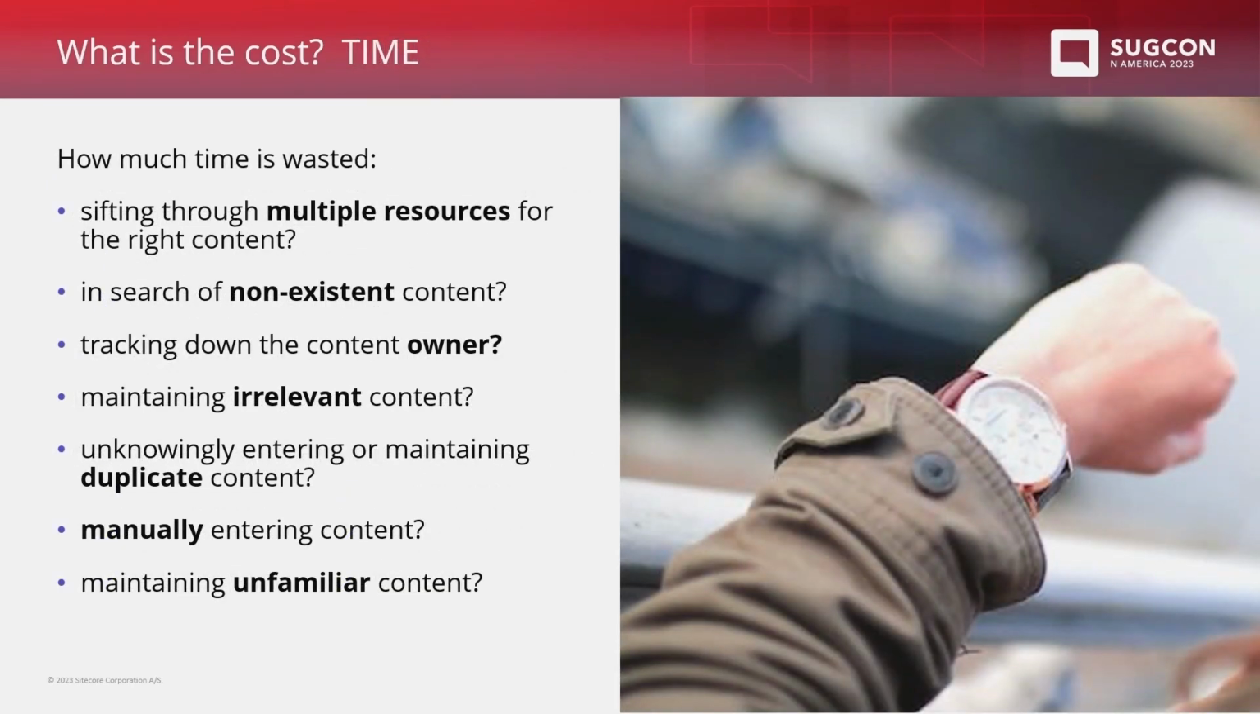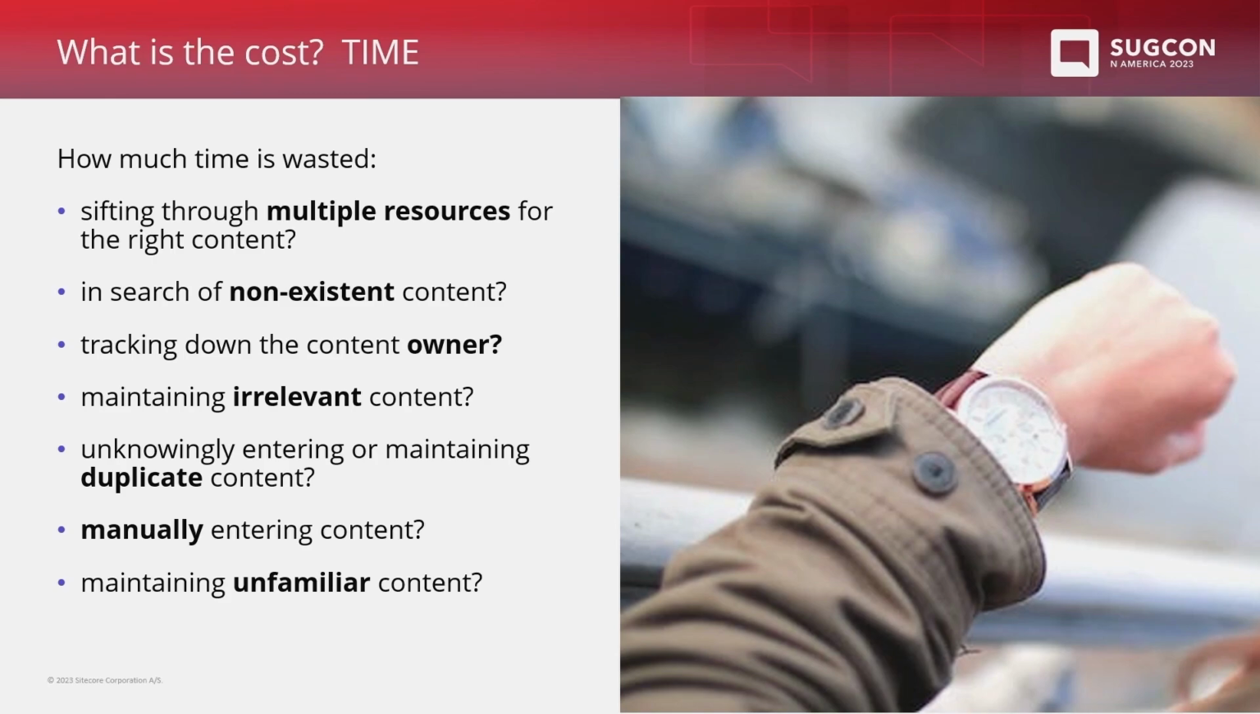Time. This is what I mentioned before. How much time's wasted sifting through multiple resources, searching for something that doesn't exist at all. Maybe you don't have it in your repository. Tracking down the content owner. Can I use this? Is this licensed? Maintaining irrelevant content. Well, why do we have this content? Well, because we always have. Ugh, worst answer ever.